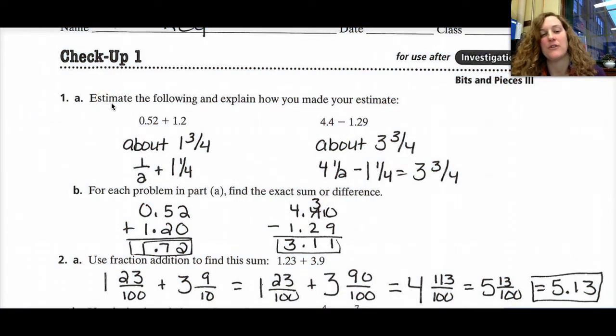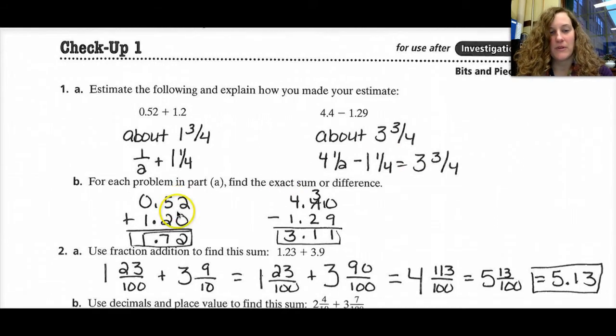So 52 hundredths plus 1 and 2 hundredths, that's about 1 half plus 1 and 1/4, so that'll give you about 1 and 3/4. 4 and 4 tenths minus 1 and 29 hundredths, that's about 4 1/2 minus about 1 1/4, which should give you about 3 3/4.